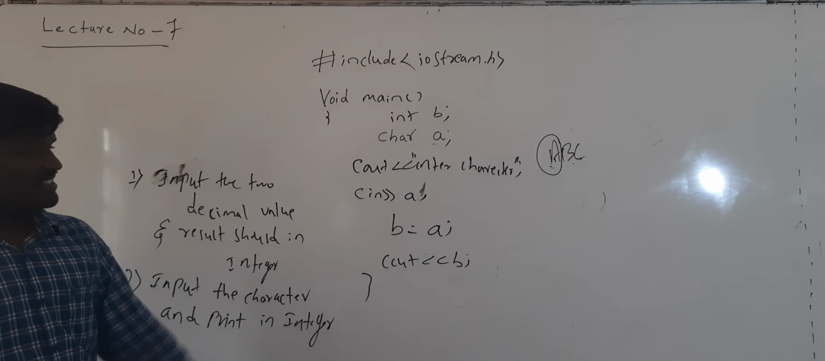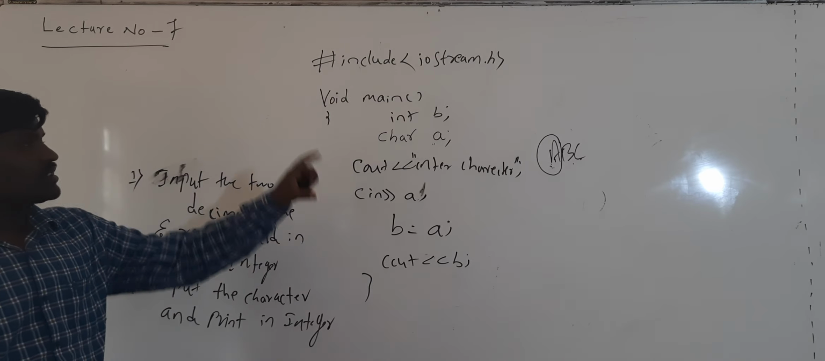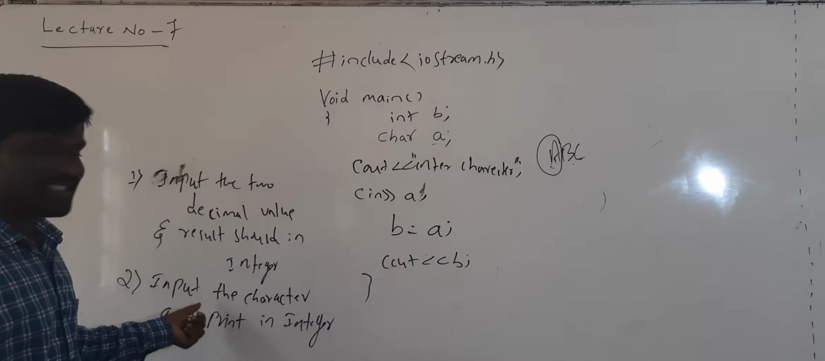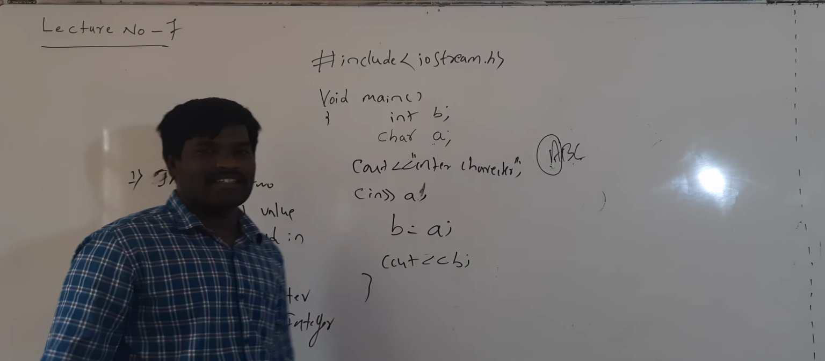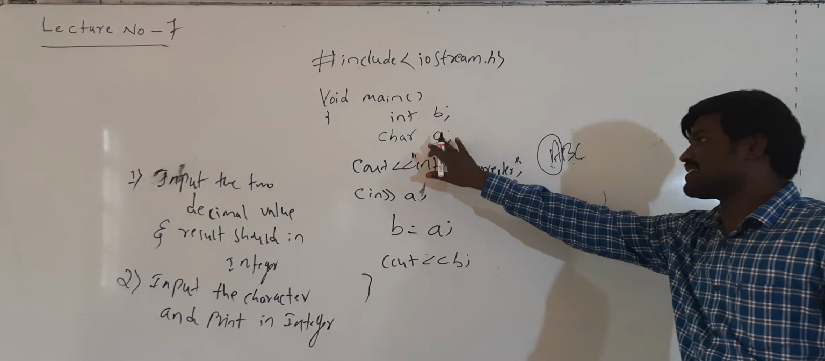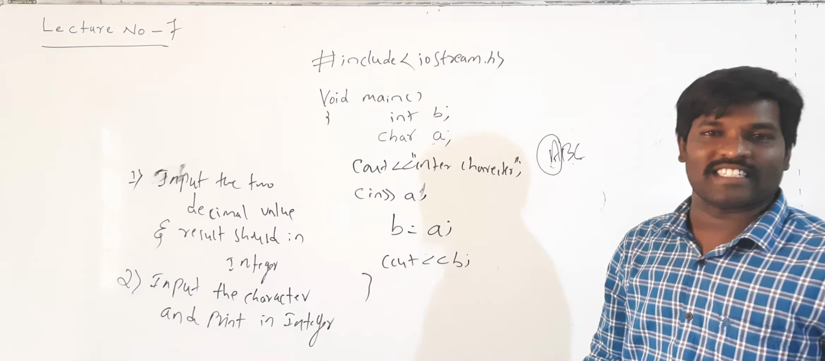Now the question is, which integer value should the computer display? Here I said that the given question is to input the character and print in terms of integer. Here character a is equal to capital A. I can give capital A as an input value.